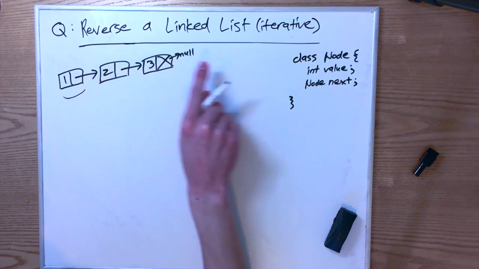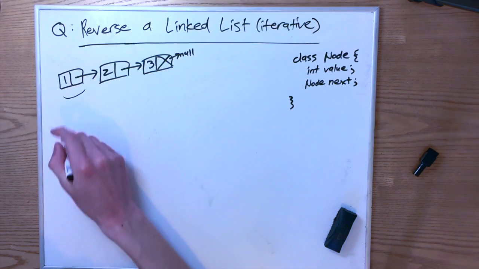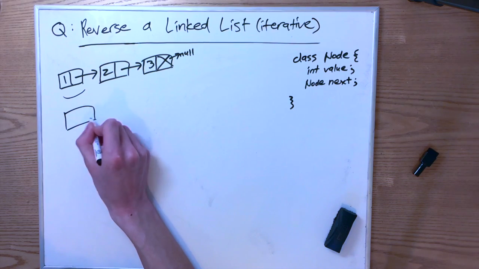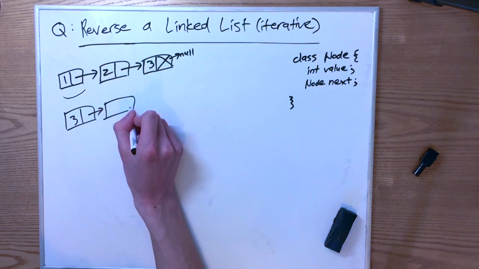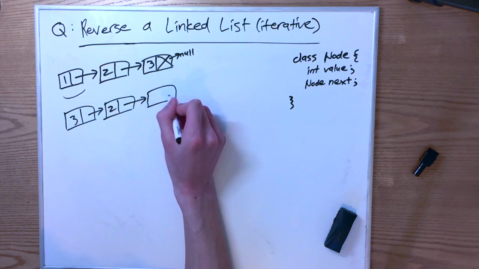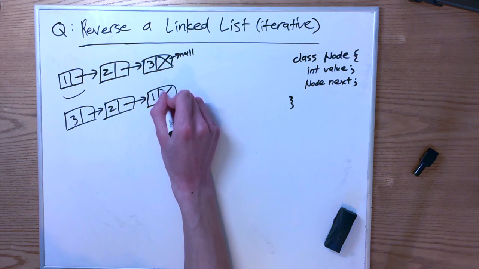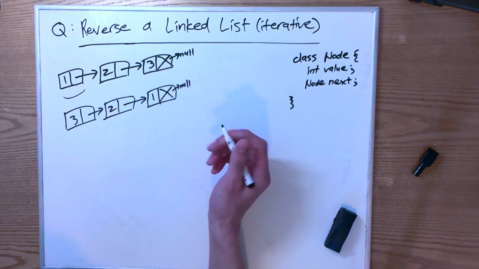Okay. So our question was to reverse the linked list. Let's say we're given this list. After we reverse it, we should end up with something that looks like this. First node contains the value 3. Second node contains the value of 2. The third and final node contains the value of 1. And it points to null, meaning we're at the end of our linked list.